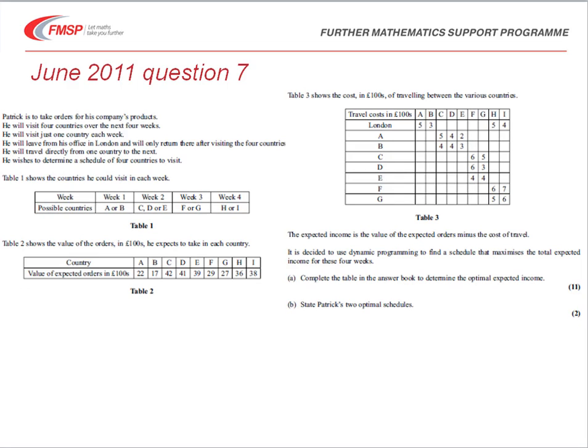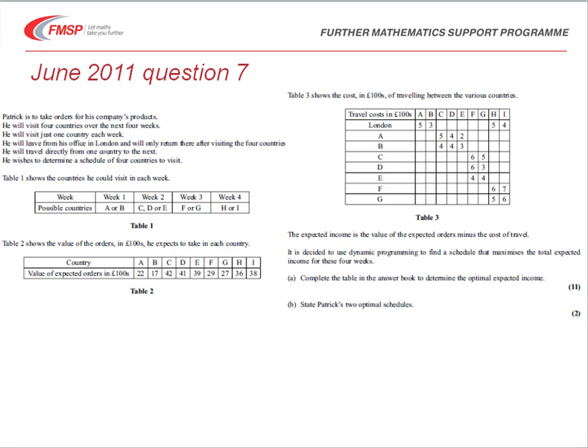So it says right at the start that Patrick is to take orders for his company's products, and he will visit 4 countries over the next 4 weeks. It says he'll visit 1 country each week, leaving from his office in London, and will only return after visiting the 4 countries. So he's starting in London, going through 4 weeks, and then returning to London. It says he will travel directly from one country to the next, and he wishes to determine a schedule of which 4 countries to visit.